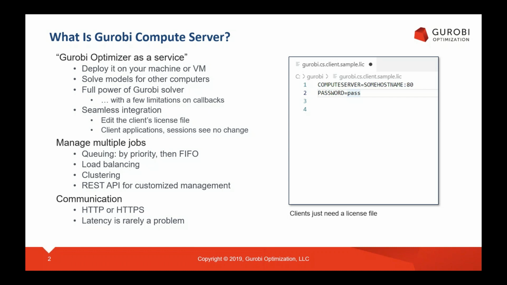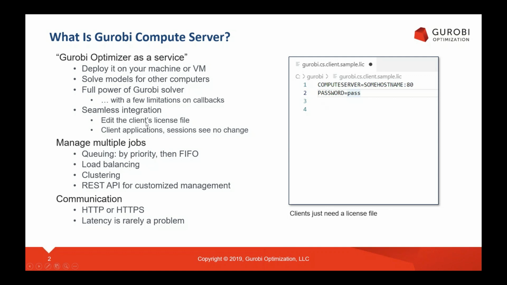It gives you the full power of the Gurobi solver with a few limitations on callbacks, but it seamlessly integrates into the client's workflow. So if you look at this file on the right side of my screen, it's showing a license file for Gurobi Compute Server for the client side of the equation. This means that if I put this file on a client machine, it will begin to send all of its jobs to, in this case, some host name. That could be a fully qualified domain name or just a local network name if you prefer.